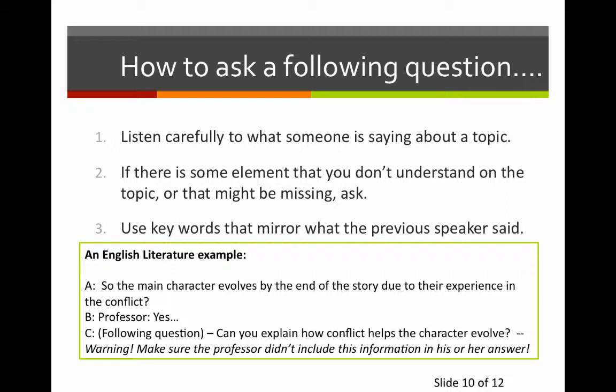Someone asks about how the character evolves or changes, and it has something to do with the conflict in the story. Perhaps you want to know more about what happened in the story? If you ask the professor to explain and use the words conflict and evolve, it gives the professor the chance to explain the idea in more depth. This can be helpful for the entire class. You might not be the only one with that question.